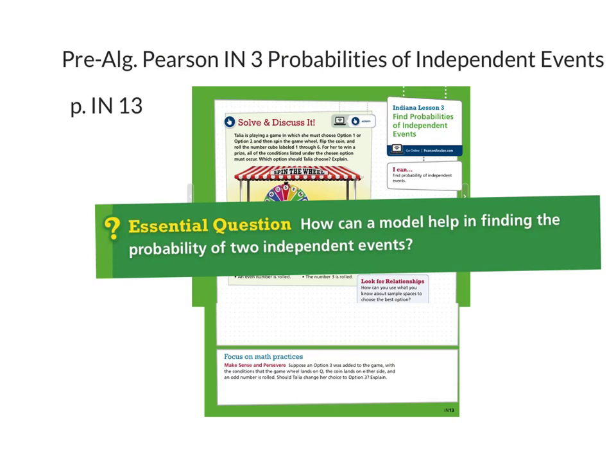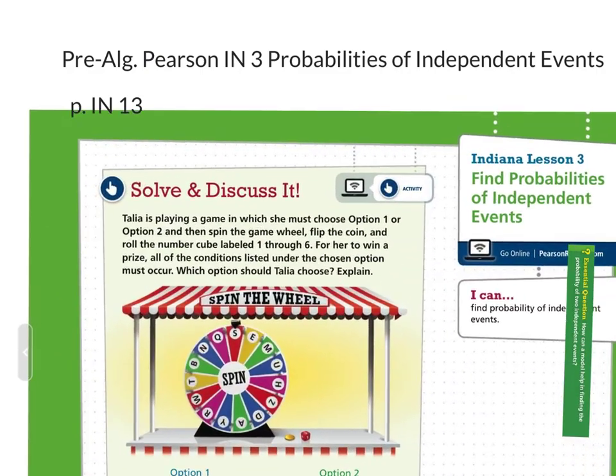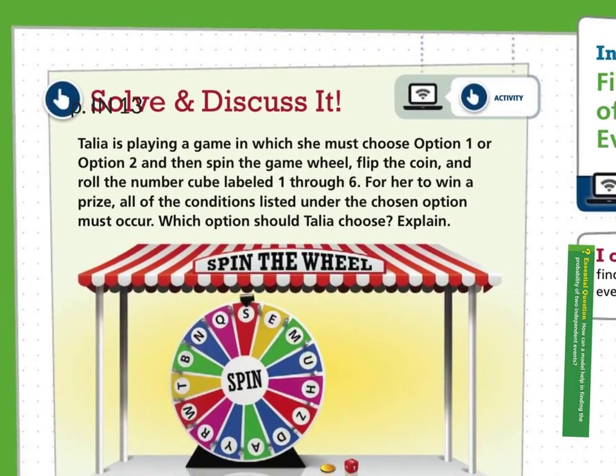Page IN13, lesson IN3 is on probabilities of independent events. And the question is, how can a model help in finding the probability of two independent events? So, if you look at this, solve and discuss it.